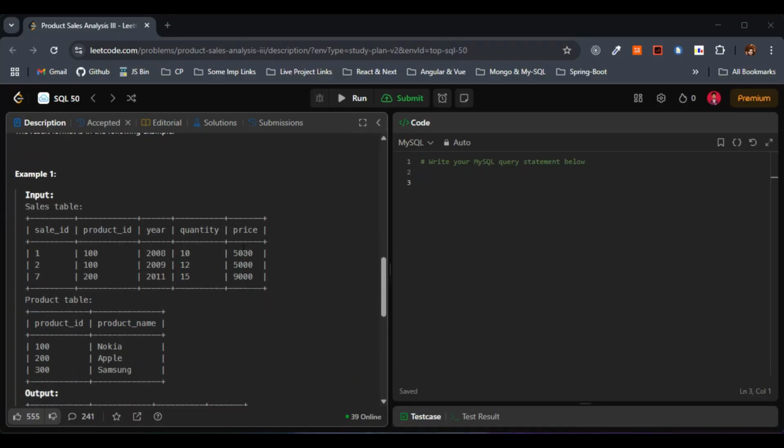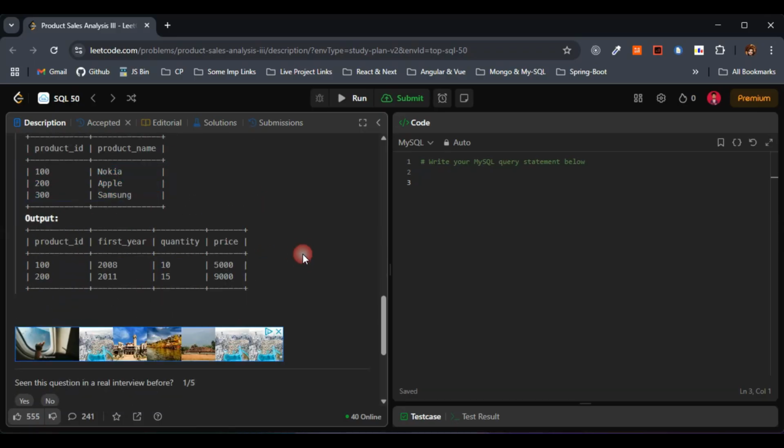We have the sales table and the product table here, the same as mentioned in the question: sales ID, product ID, year, quantity, and price. Sales IDs 1 to 7, product IDs 100, 100, 200, years 2008, 2009, 2011, quantities 10, 12, 15, and prices 5,000, 5,000, and 9,000. This is the product table: product IDs 100, 200, 300, and product names Nokia, Apple, Samsung.